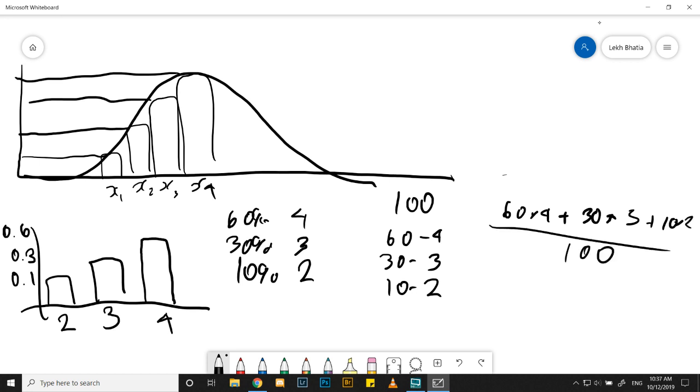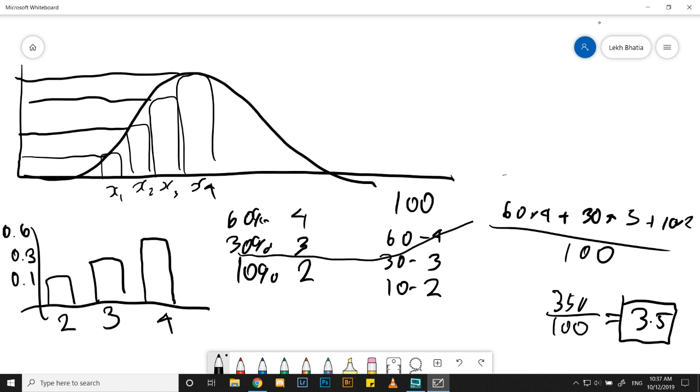So you would have 240 plus 90 plus 20, so that's 240, 330, 350, so 350 divided by 100, and then you find the expected value is 3.5. That's what the expected value is. So basically you're taking your average. But we don't usually go through all of these steps and get to here. We just do it immediately.